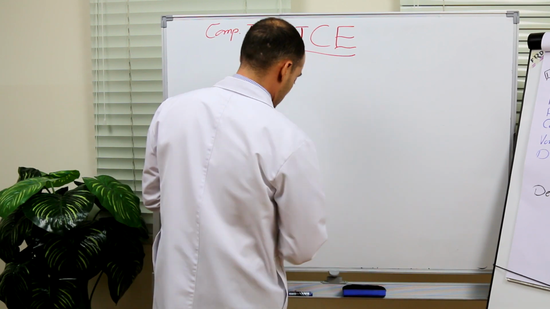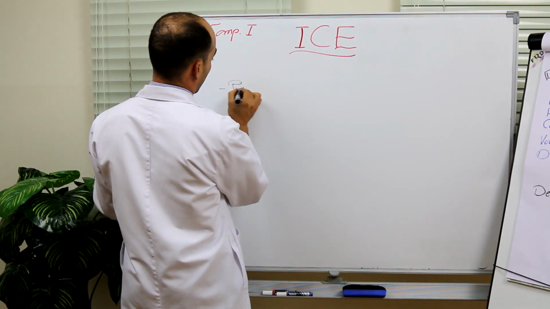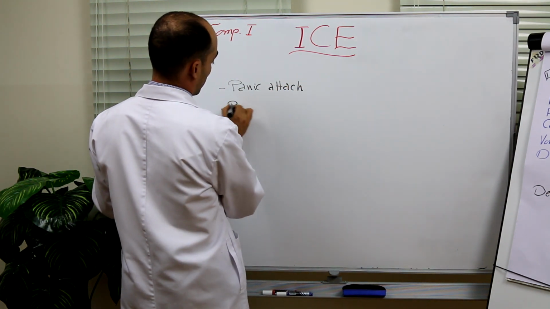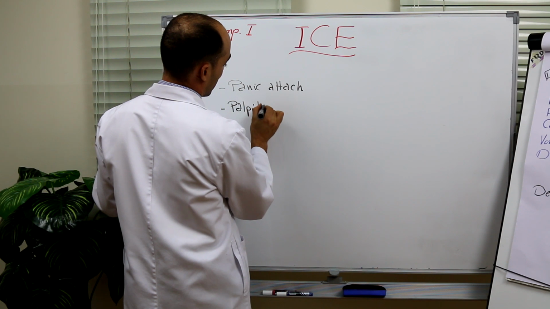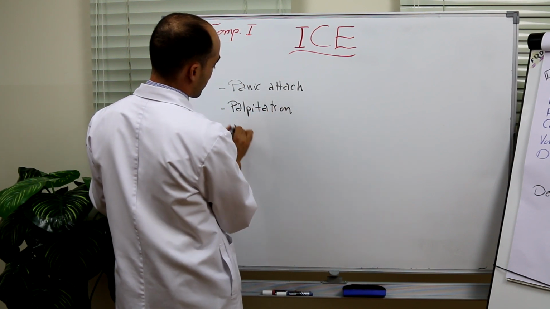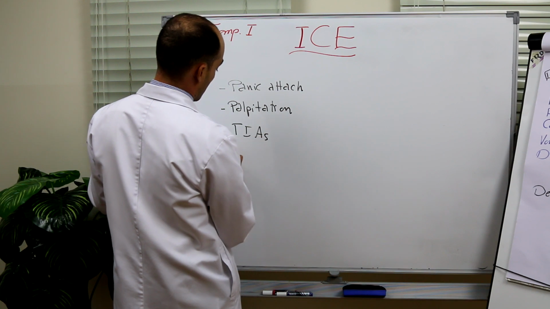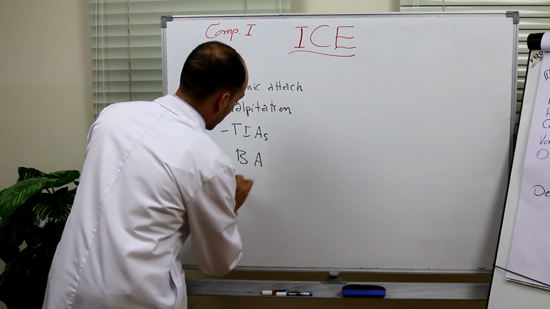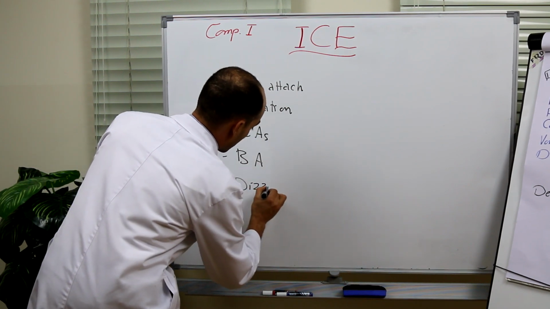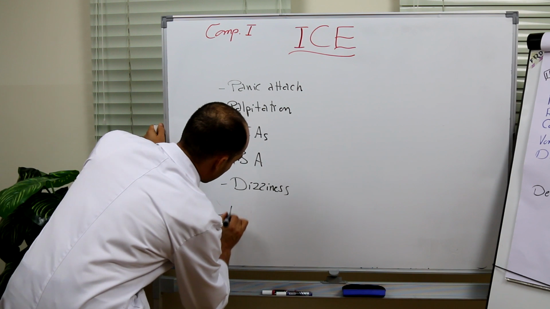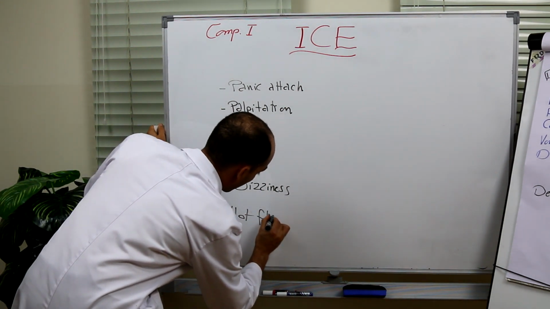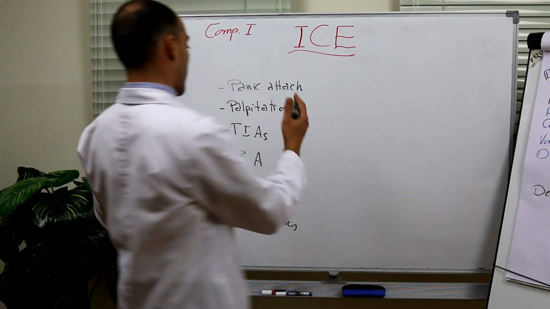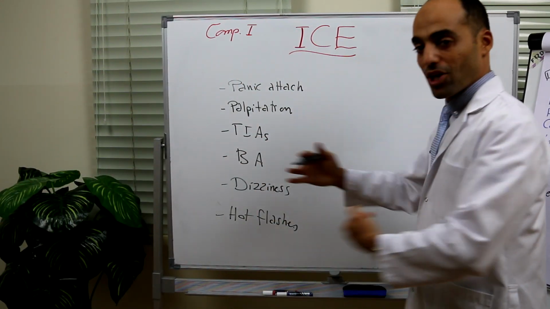Complaints that come in episodes, like what? Like panic attack, palpitation, transient ischemic attacks, bronchial asthma, dizziness, hot flashes. All of those we collected them together. So those complaints come and go.